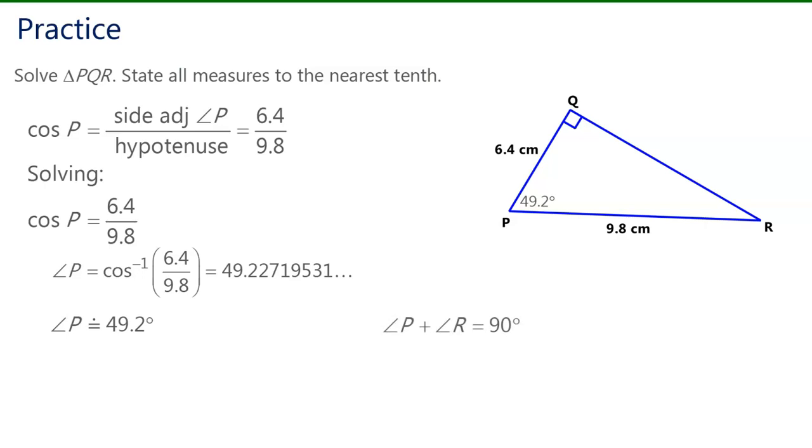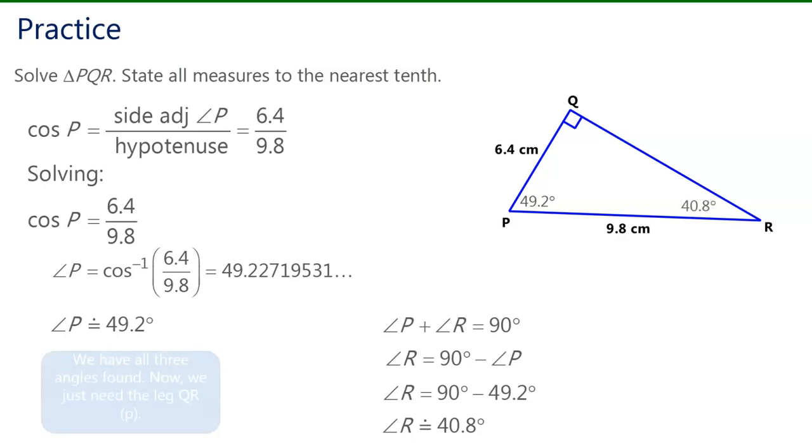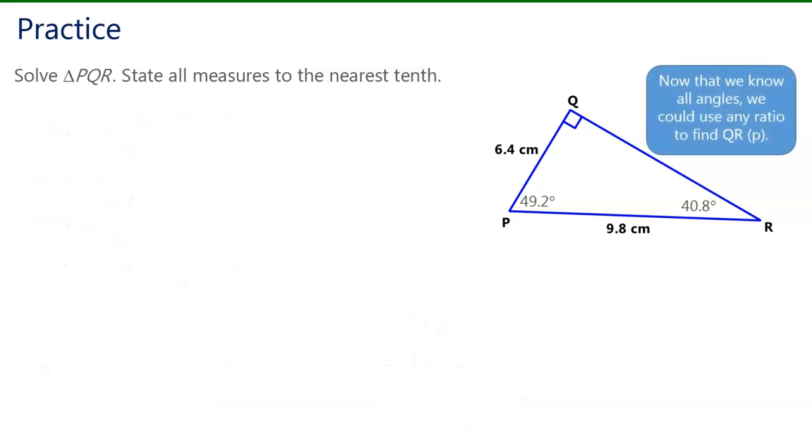We know that angle P plus angle R is 90 degrees. So angle R is 90 degrees, subtract 49.2 degrees. We get angle R is approximately 40.8 degrees. We have all three angles found. Now we just need the leg QR or little p. Now that we know all angles, we could use any ratio to find QR or little p.